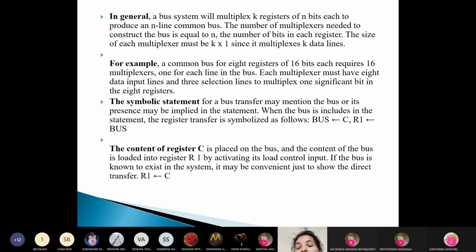When the bus is included in the statements, the register transfer is symbolized in this form: bus implies C1, and R1 implies C. Okay, so this is the representation. The content is transferred from the bus and loaded into register R1. So this is the main working of the bus.